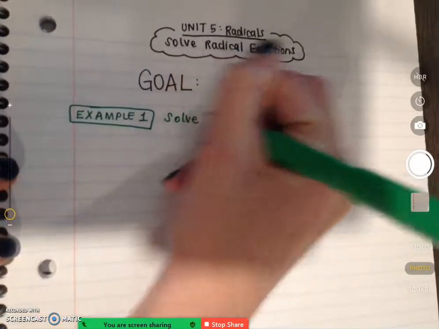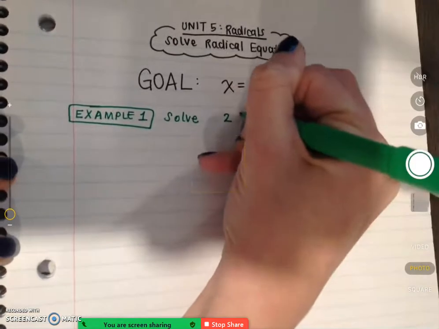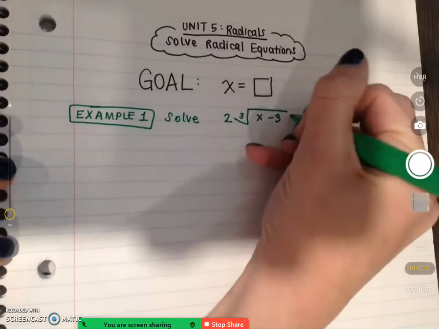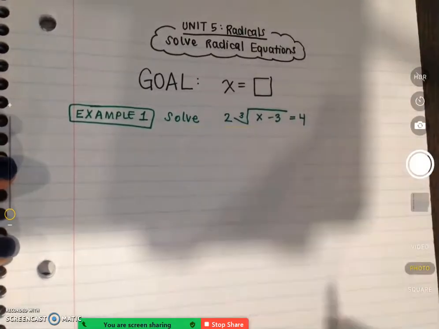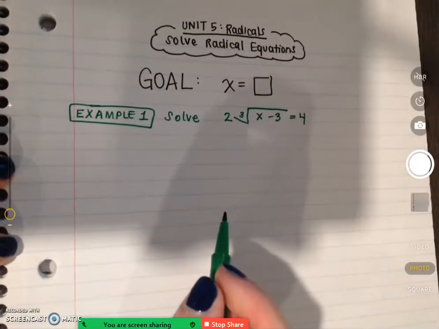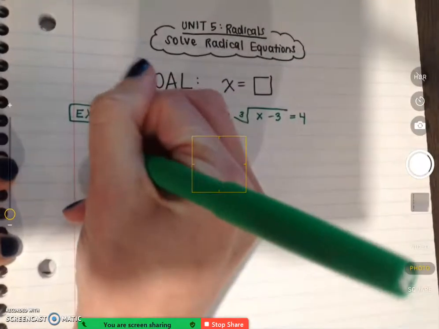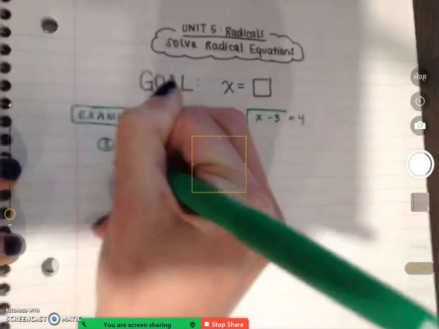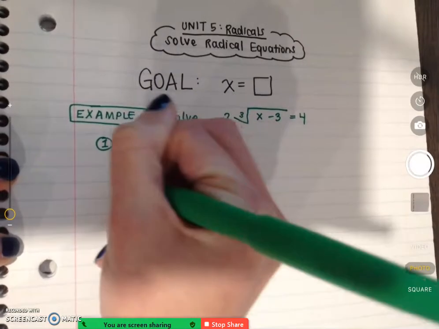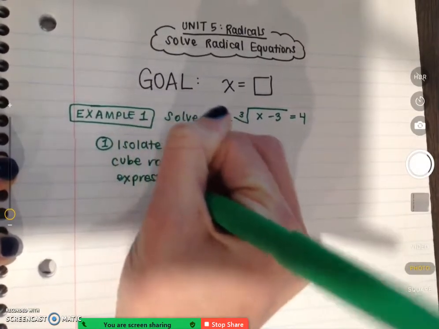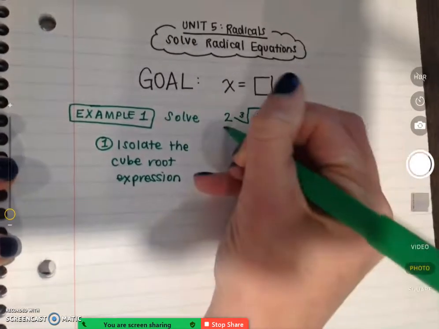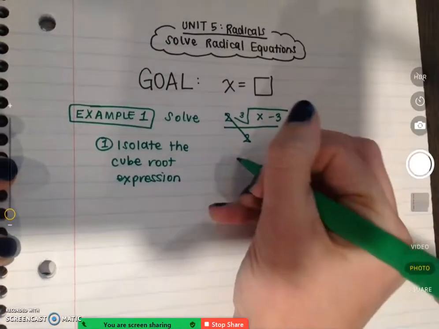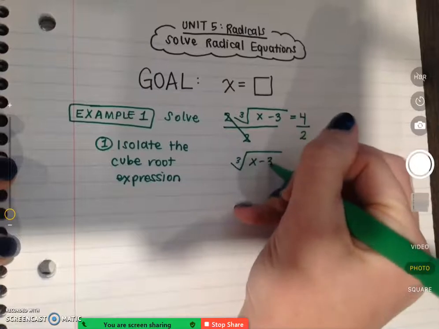Solve 2 times the quantity the cubed root of x minus 3 equals 4. So our first step to solve this radical equation is going to be to isolate the cube root expression. And in this example, we'll divide both sides by 2 to isolate that cube root expression. So we have the cubed root of x minus 3 equals 2.